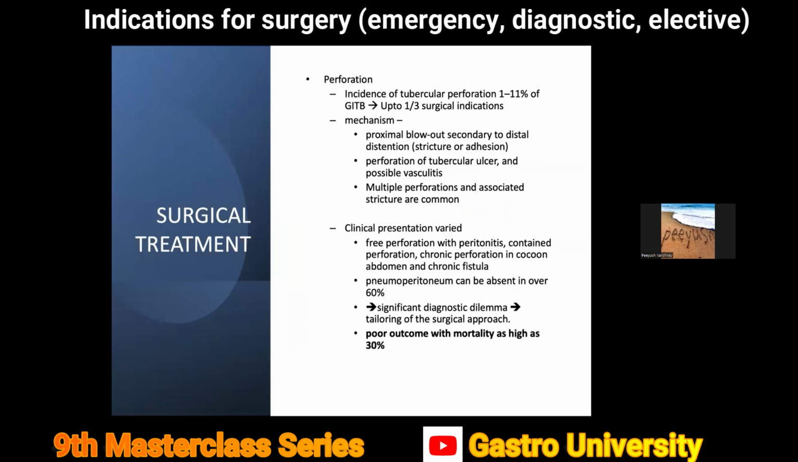For perforation, obviously the surgery needs to be performed. The incidence is around 1 to 11%, and the mechanism is due to obstruction. There may be a proximal blowout, or an ulcer may eventually perforate due to vasculitis, or there may be multiple perforations, where strictures are common. Usually patients present with peritonitis and sepsis. The outcome is poor with high mortality, and there is a significant diagnostic dilemma in tailoring the surgical approach, that is, how to approach this perforation and what surgery to perform.